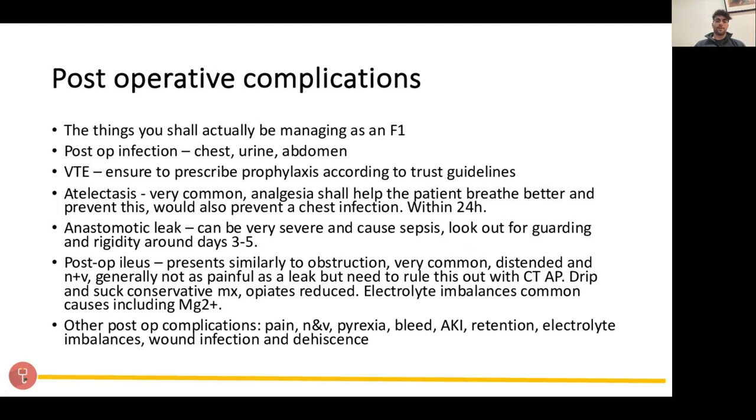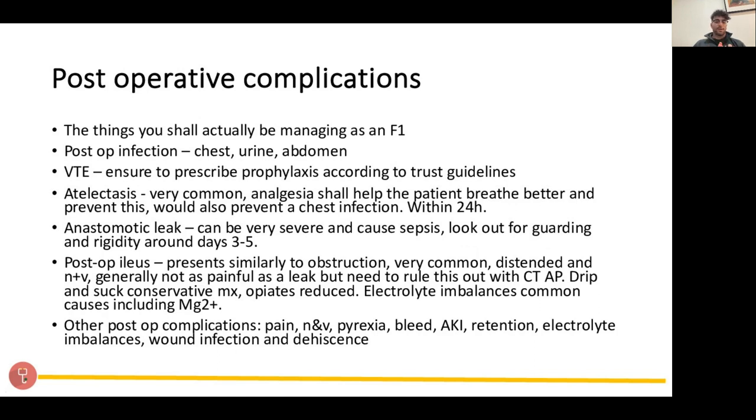Now, post-op electrolyte imbalances are very common. Magnesium is often one that's missed and that can cause your post-op ileus. And then the other post-op complications that you need to be aware of: pain, make sure they've got adequate pain medication prescribed. Nausea and vomiting, prescribe an antiemetic.